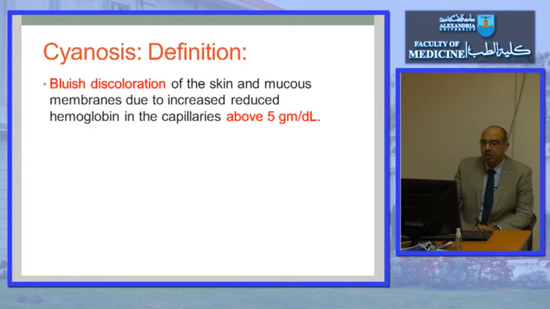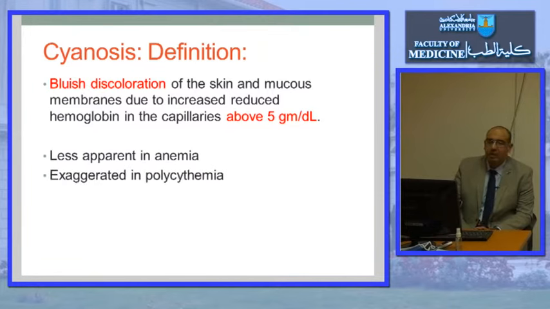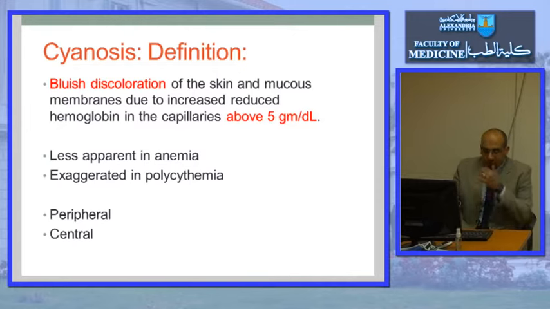Cyanosis is bluish discoloration of the skin and mucous membrane due to increased amount of reduced hemoglobin or deoxygenated hemoglobin in the capillaries above 5 gram per deciliter. Remember that hemoglobin is in gram, not milligram. Cyanosis is less apparent in anemia because in anemia there is decreased hemoglobin, of course, and is exaggerated in polycythemia. Cyanosis might be peripheral or central.